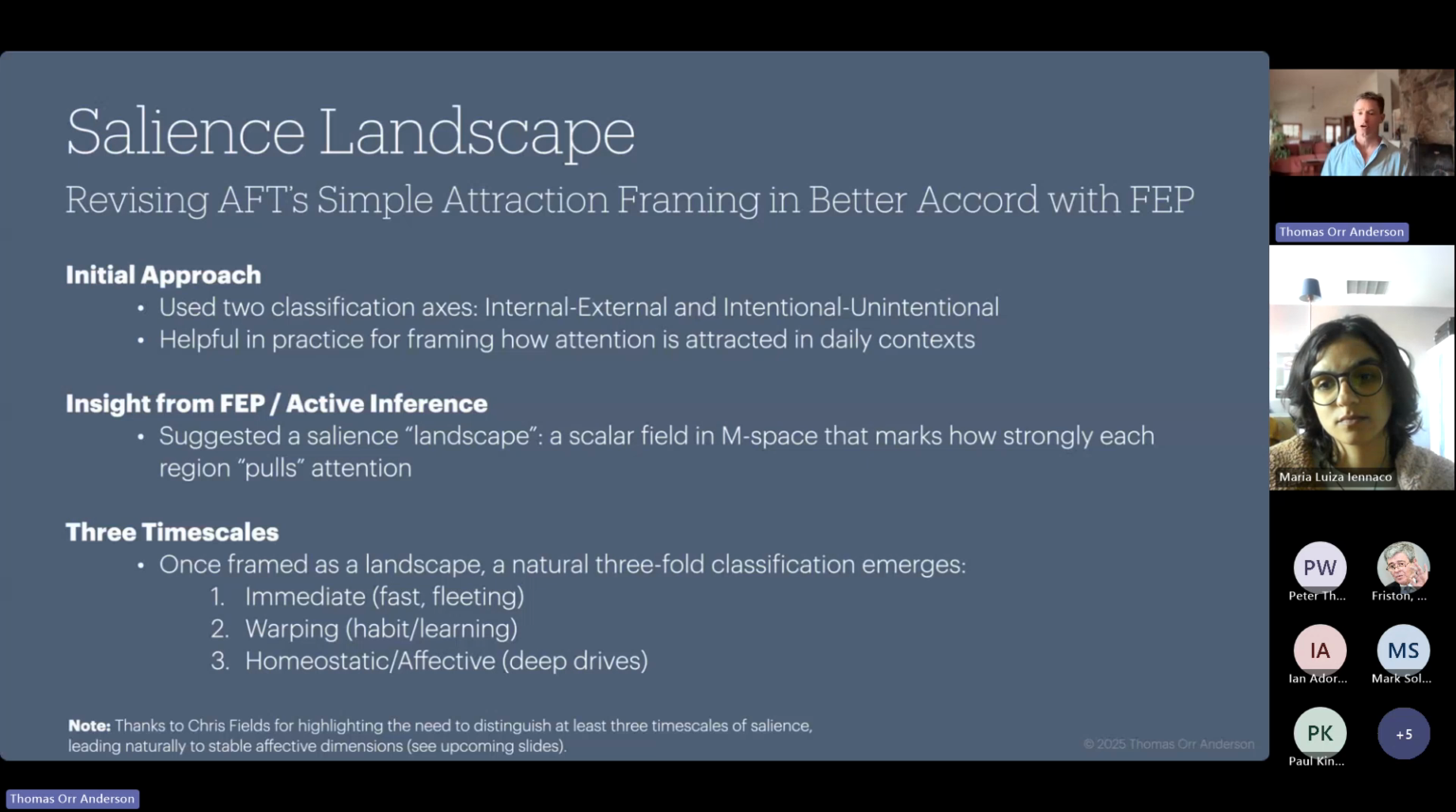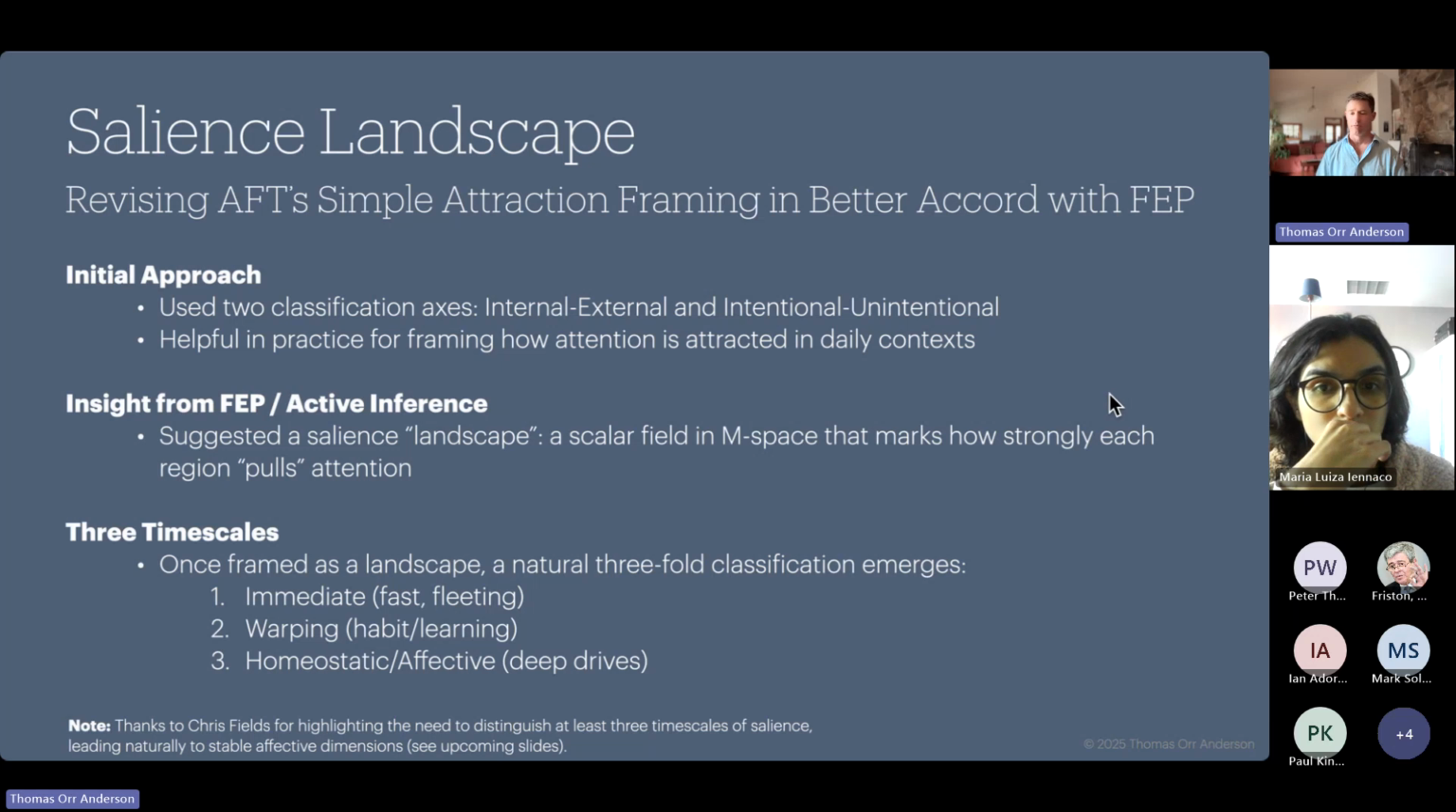And now we definitely enter where these developments are new and are essentially, you might take them as questions for you, the active inference experts. In the original framing of the attention field theory, I utilized an incredibly simple system I just called attention attraction, and mapped it on two classification axes, internal and externally sourced, and unintentional and intentional. And this is really helpful in practice for day-to-day occurrences and for a great variety of therapeutic practices.